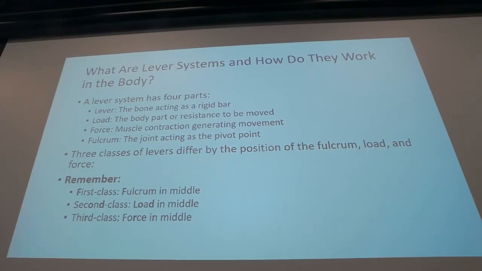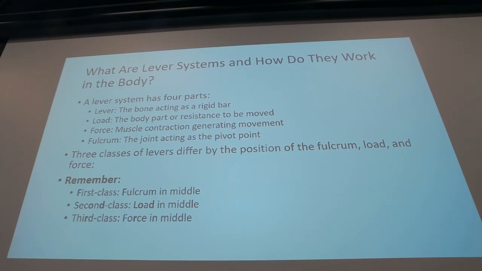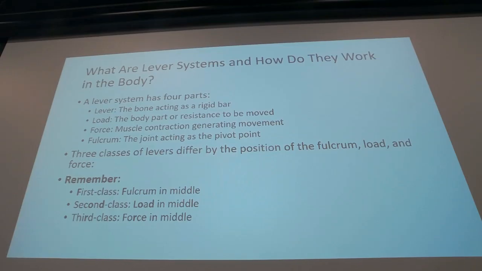The force will be the contraction that is needed to generate that movement. And a fulcrum will be the point that will be used to carry that load. In the case of our body, will be the joint that acts as a pivot point. And then we have three classes of levers depending on the position of the fulcrum, the load, and the force. And we have first class, second class, and third class.